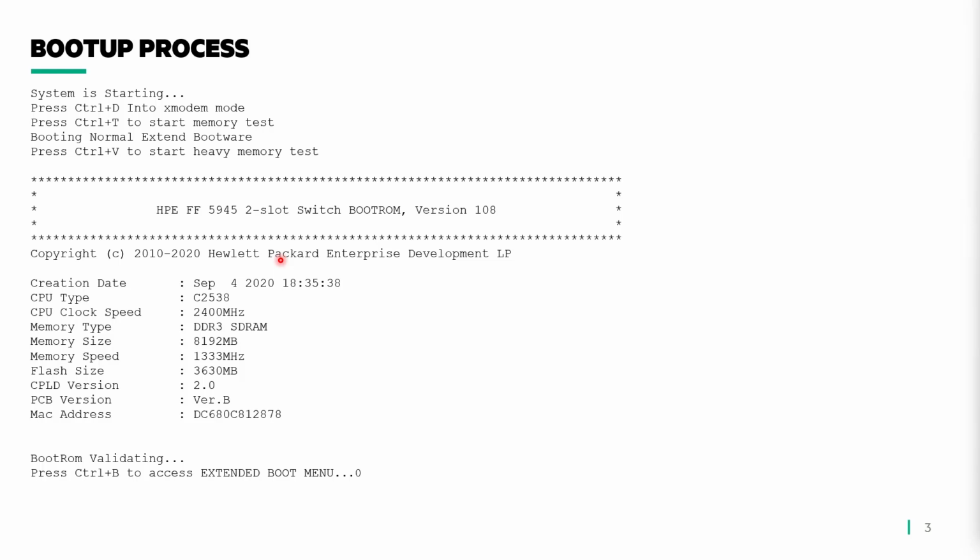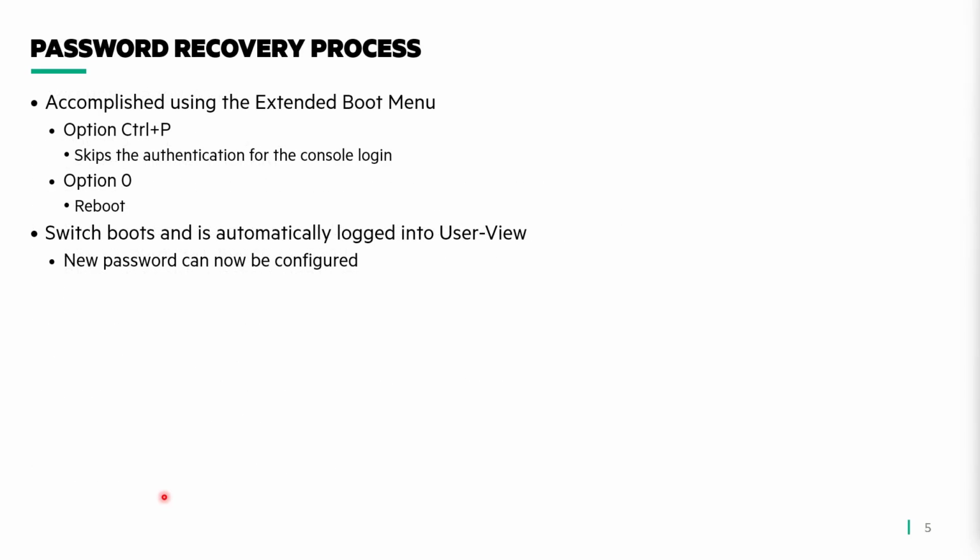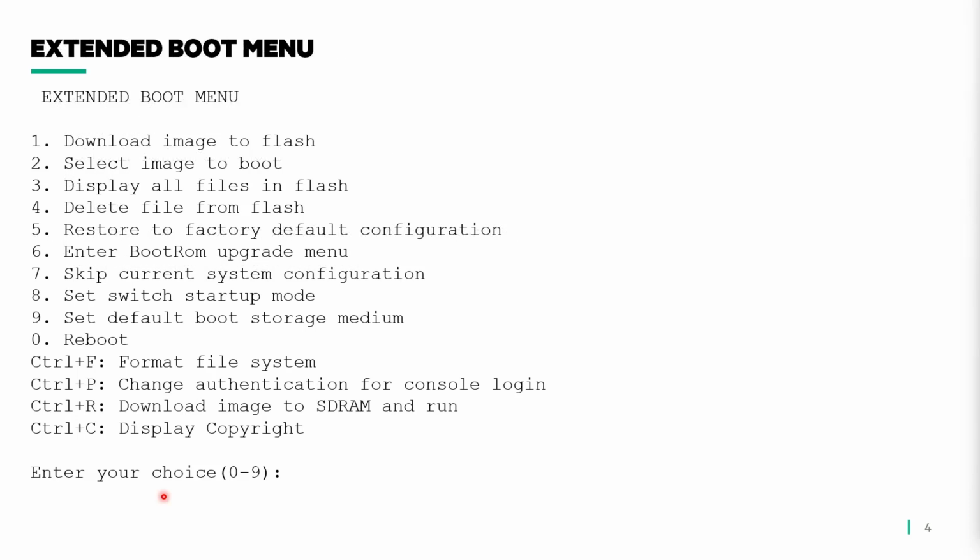Now when the system boots up, it will go through the process of self-test and hardware test. And we have multiple options, like you can press Ctrl D for XMODEM if you need to go to a low level of system upgrade. Ctrl T and multiple other options. Ctrl B to have an extended boot menu, meaning I can do stuff when the extended boot menu is enabled. This is an example of the extended boot menu where you can do reboot, you can restore factory default, delete config files, set switch startup mode.